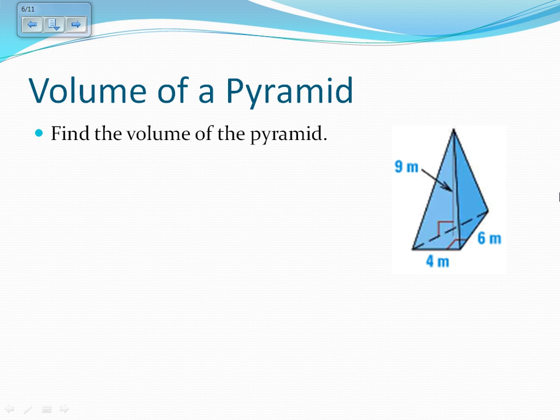Carlos? There is no slant height needed for the volume of a pyramid. Slant height is only needed to find the surface area. Now, some of the problems we may do later on in your homework will give you the slant height, and you have to figure out the regular height. How do you do that? Use your Pythagorean theorem for right triangles. It wouldn't be given to you on this problem. It would be a square pyramid. Okay.